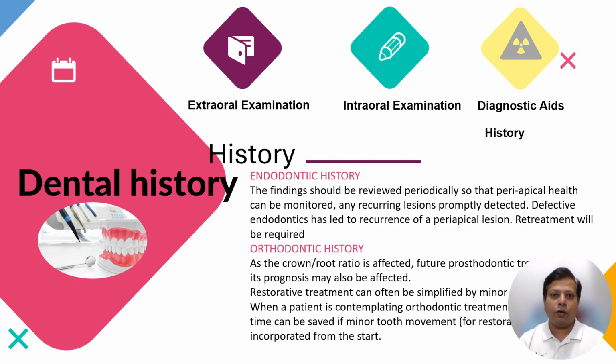While considering the orthodontic history, as the crown root ratio is affected during orthodontic treatment, the future prosthodontic treatment and its prognosis may also be affected. Generally, restorative treatment can often be simplified by minor tooth corrections or totally avoided just by doing a tooth movement. So orthodontic treatment should be incorporated into the treatment plan.